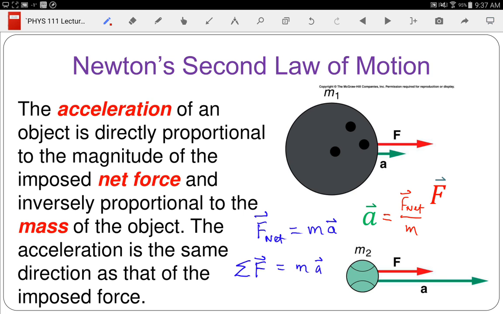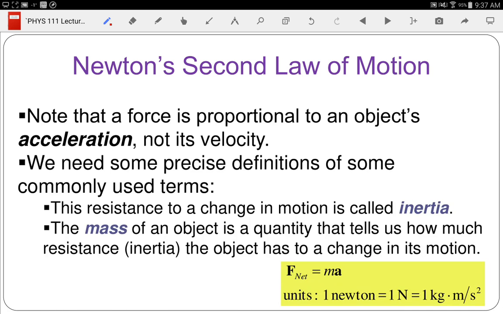So, let's move forward. And I think I got a clicker question. Nope, not yet. After this.